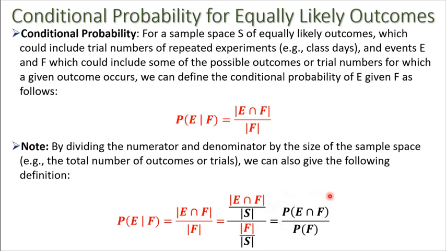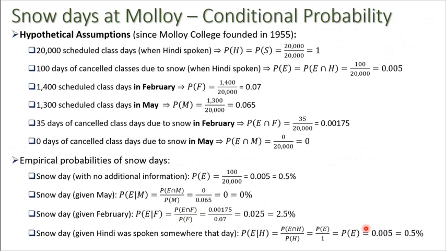And this P(E given F) is equal to the probability of E intersect F divided by the probability of F, which is the definition we use in general for conditional probability. So let's look at that in this specific case with equally likely outcomes, this example here. So we had the 20,000 scheduled class days. So we're going to say that the probability of the sample space, right, that should just be 1.